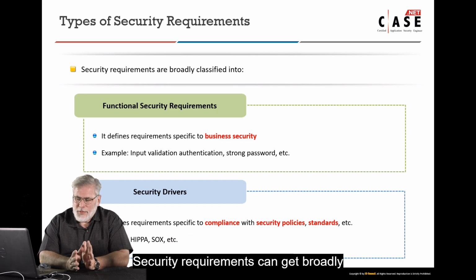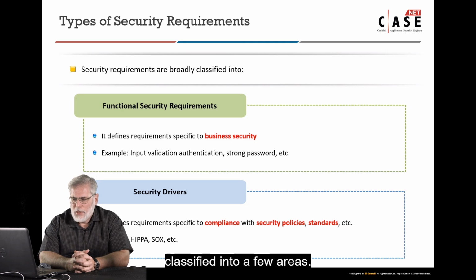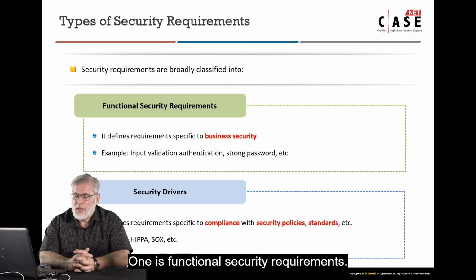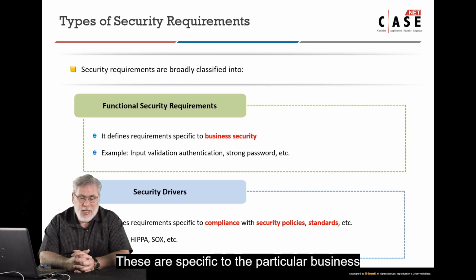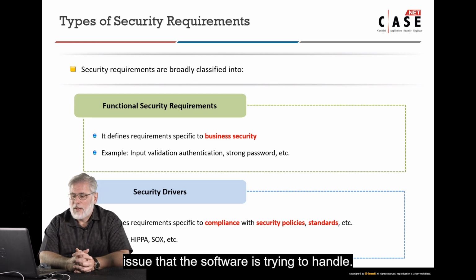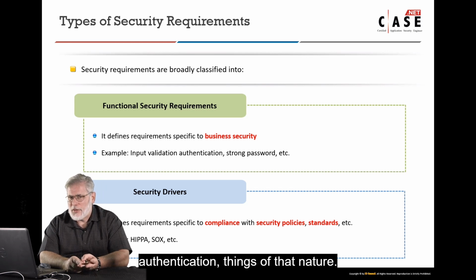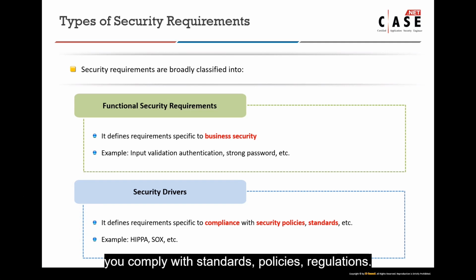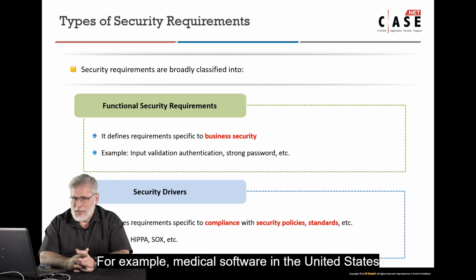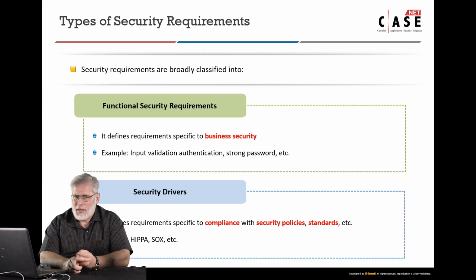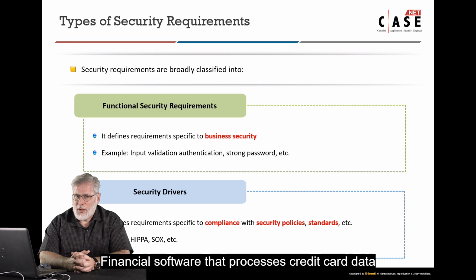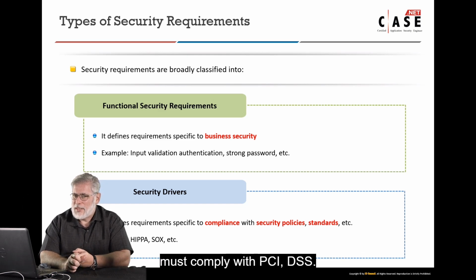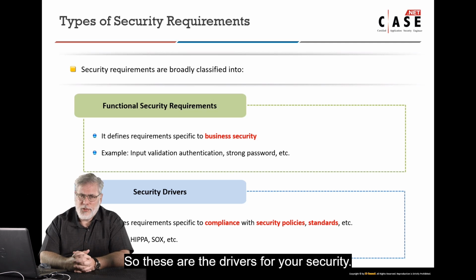Security requirements can get broadly classified into a few areas. One is functional security requirements. These are specific to the particular business issue that the software is trying to handle. Input validation, strong passwords, authentication, things of that nature. And security drivers. These are a process by which you comply with standards, policies, regulations. For example, medical software in the United States has to comply with both HIPAA and HITECH. Financial software that processes credit card data must comply with PCI DSS. So these are the drivers for your security.